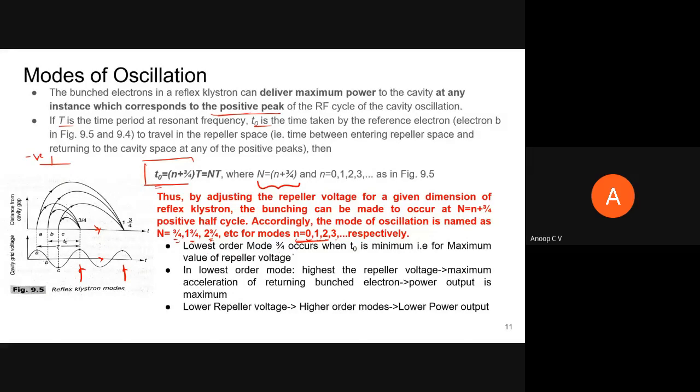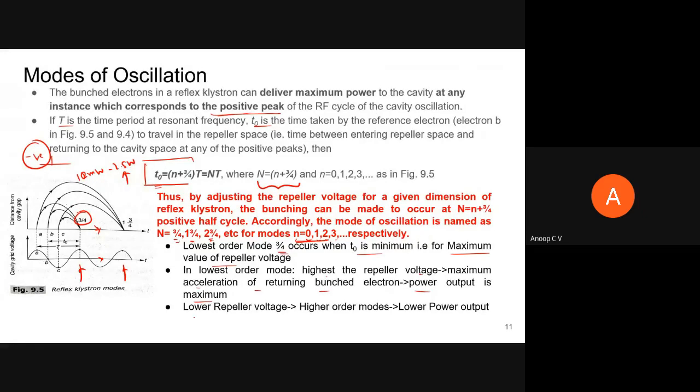The lowest order mode, 3/4, occurs when T0 is minimum, that is for the maximum value of repeller voltage. So in the lowest order mode, the higher the repeller voltage, the greater the acceleration of returning bunched electrons, and power output is also maximum. So for this 3/4 mode, we will get maximum power output. If this klystron can give power output from say 10 milliwatts to 2.5 watts, and I want to get this 2.5 watts, I should set it in the lowest order mode. I should set the repeller voltage maximum negative.